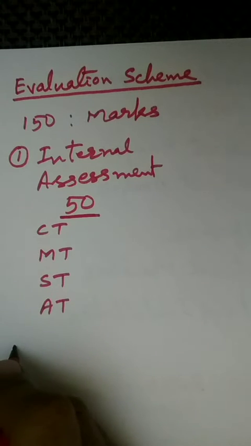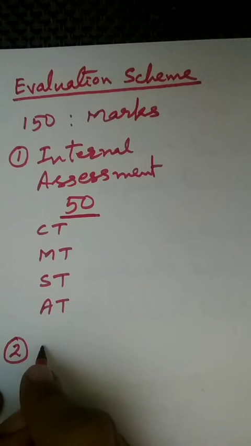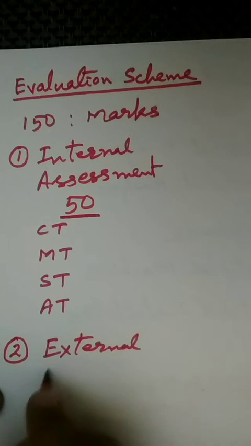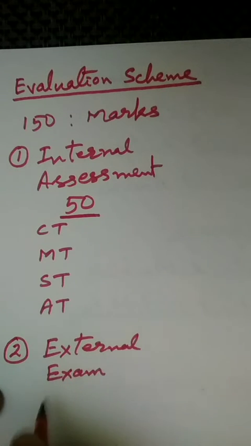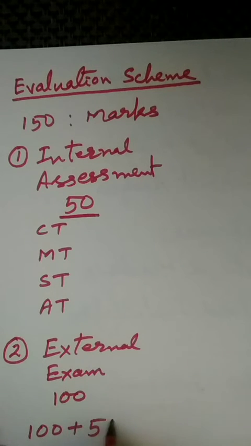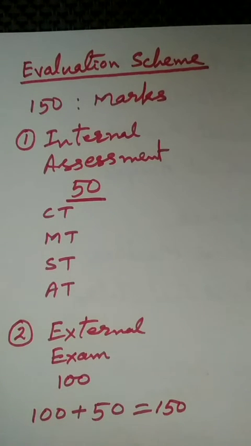The second part of the marks is called the external end semester exam. And the weightage for the external exam is 100. At the end of the semester, the university will conduct the external examination for 3 hours duration, and there you have to appear for the exam for 100 marks. So total marks is 100 plus 50, that is 150. This is the marks for your theory subjects.